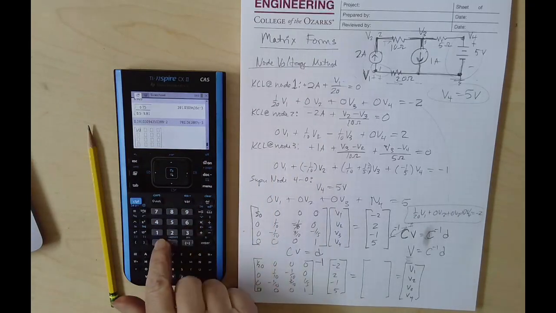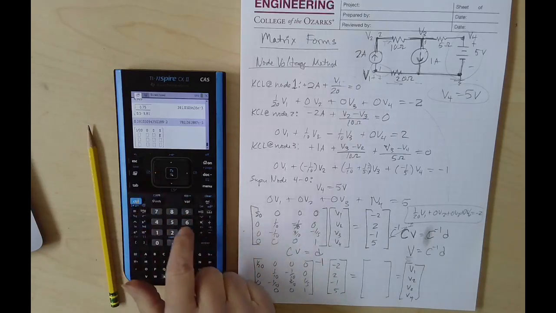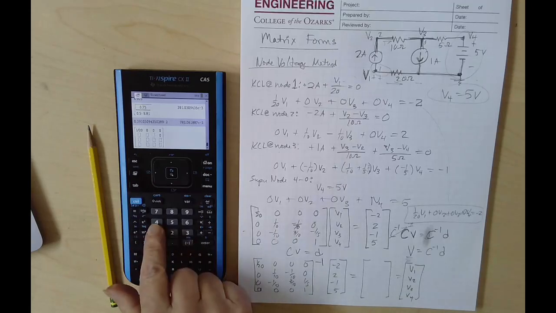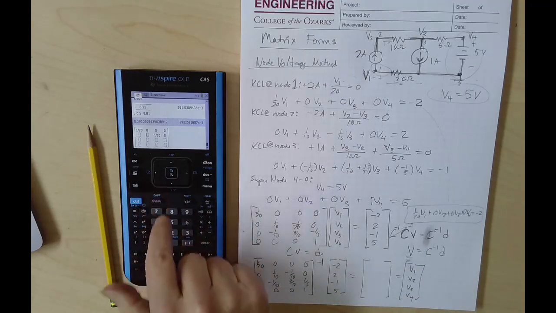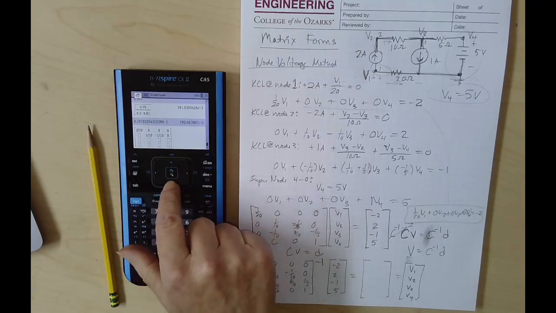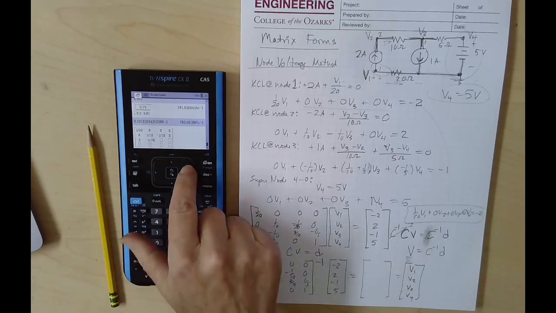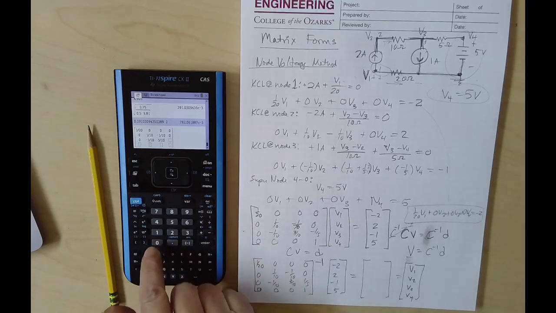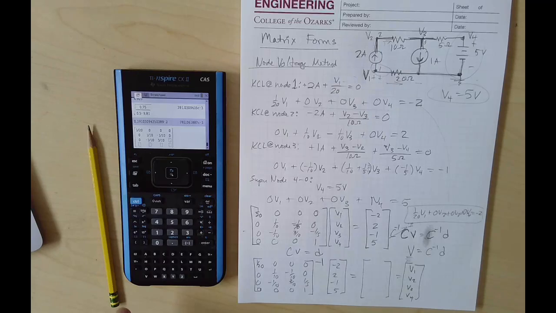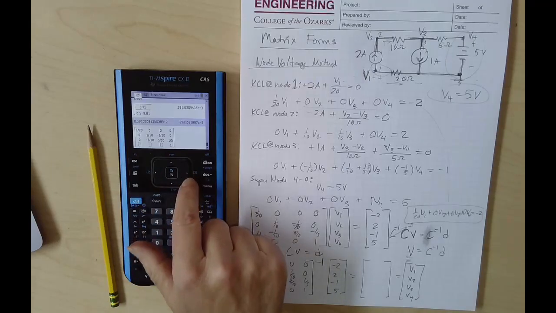So let's do 1 divided by 20, 0, lots of zeros, -1/10, 1/10. However you have to get them into your calculator, get them in carefully.